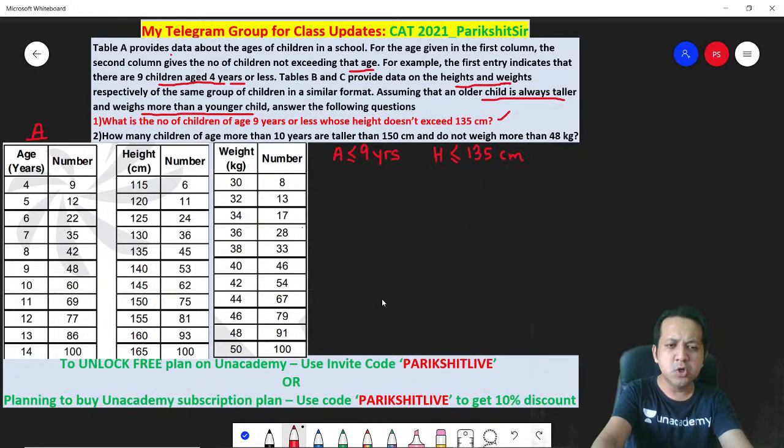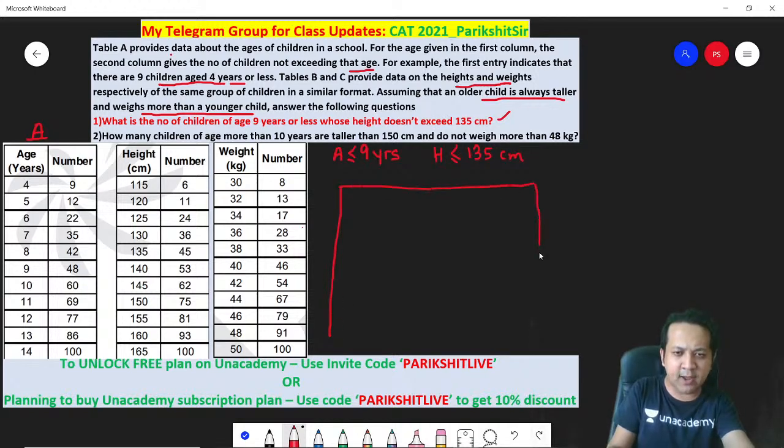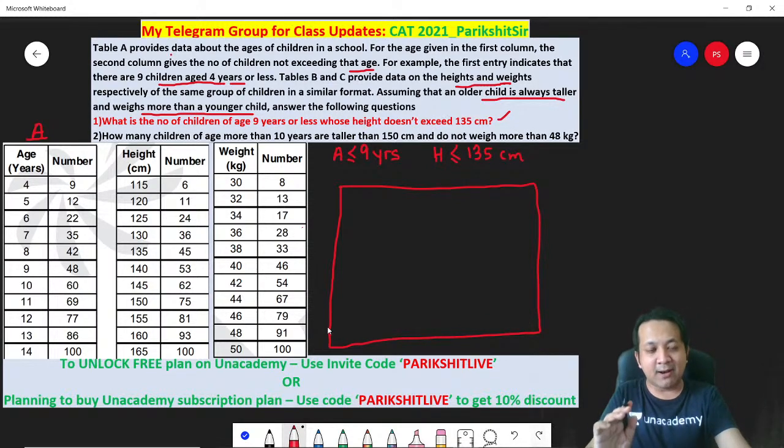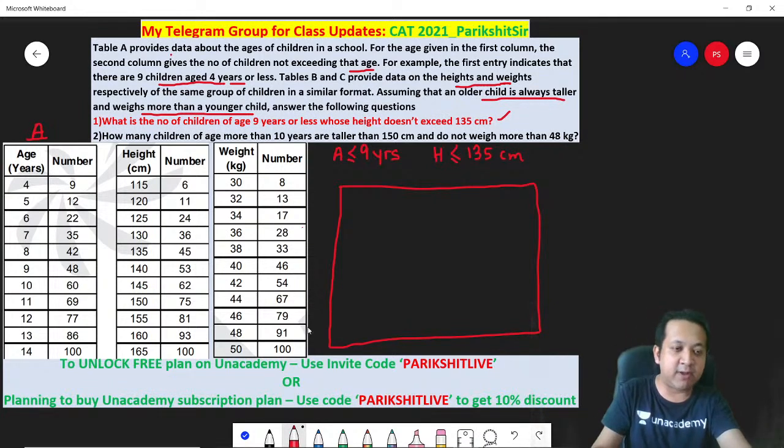Okay. So let's try to draw a diagram for this. I'm assuming that there are a total of 100 children. Actually, basically there are 100 children. Have a look. How many children are there in total? 100. So let's assume that a total of 100 children are standing in a queue.